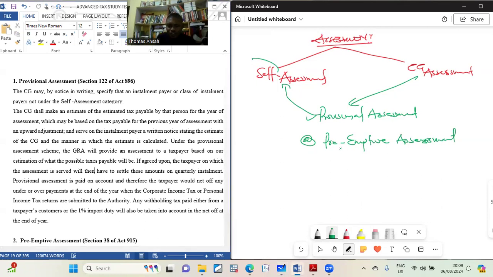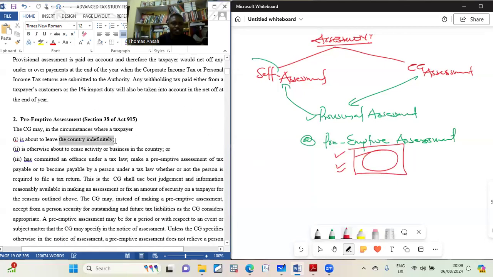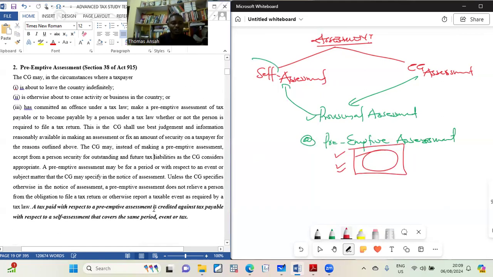So if the Commissioner General feels like, this guy is coming to Japa, he's coming to leave the country, very soon he will be going on liquidation, very soon he will be going to prison for life, therefore, let me just chase him and take all the taxes that he owes me. So that is what we call preemptive assessment. When somebody is about to leave the country indefinitely, cease his activity, or has committed an offense under the law which is going to go for a long time, the Commissioner General shall preempt and assess him.